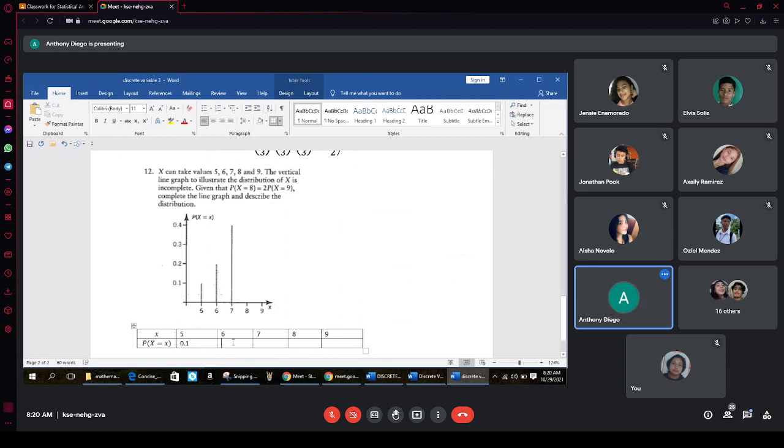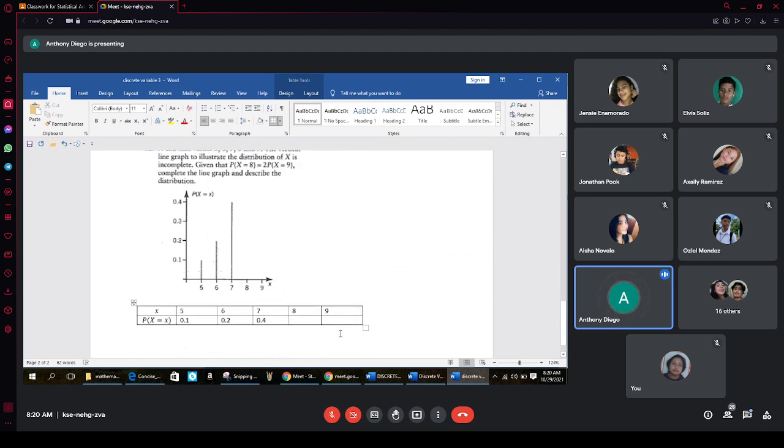In the case of 6, 0.2. Case of 7, 0.4. Now, we do not know the probability for both 8 and 9, but they gave us vital information. It's saying here that the probability of X equals 8 is twice the probability of X equals 9. So I could put 9 to be a, or any variable that you like.